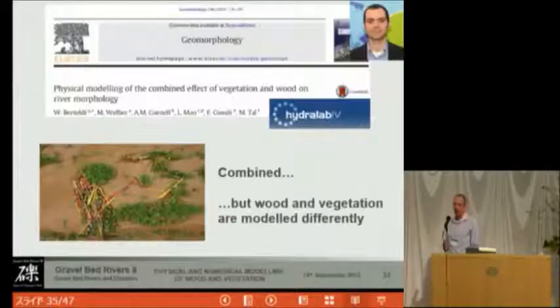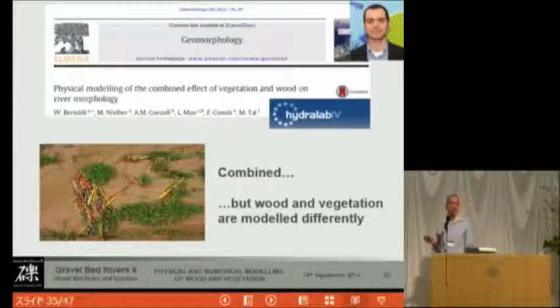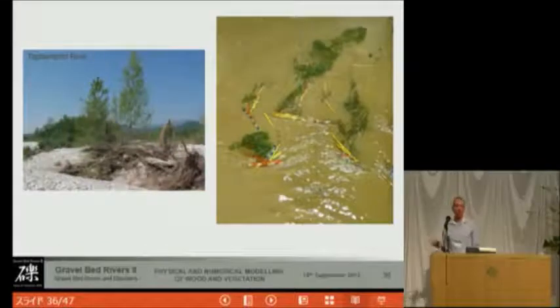Well, anyway, we had a crazy idea a few years ago with Luca Mao, who was leading this Hydrolab project, and also other people that are here in this room, Francesco and Michal. We tried to do experiments in a braided river with both vegetation and wood. It was great fun, but quite challenging. And also in this case, we decided to reproduce wood and vegetation in a different way because it was not possible to do otherwise. So in the end, we were quite happy with the results.